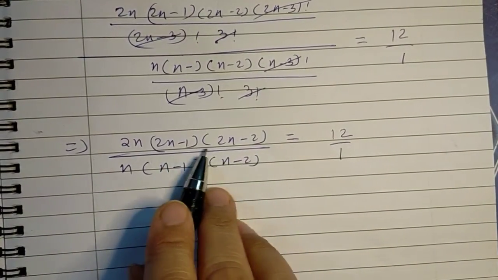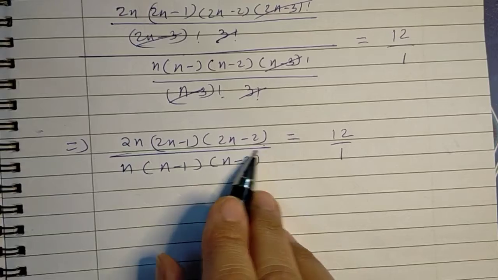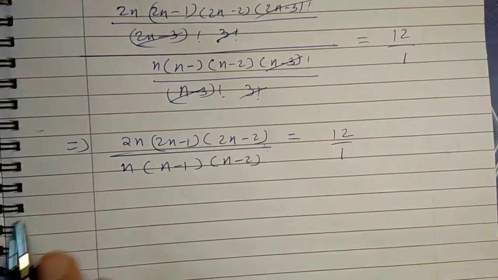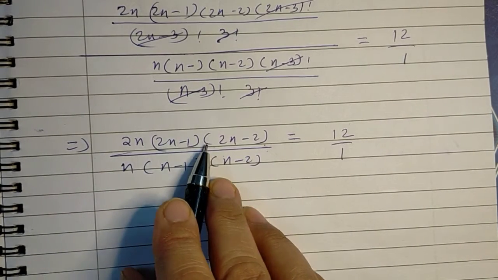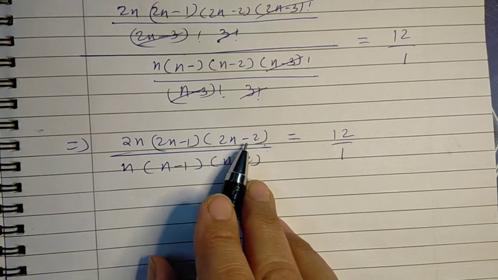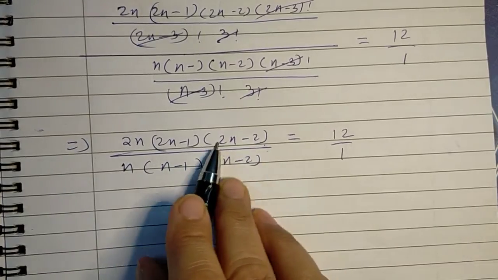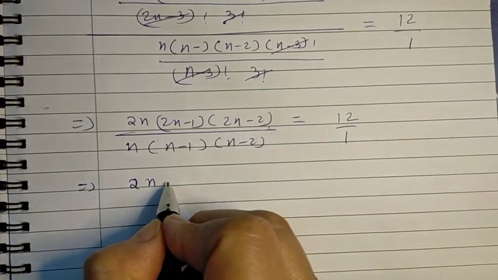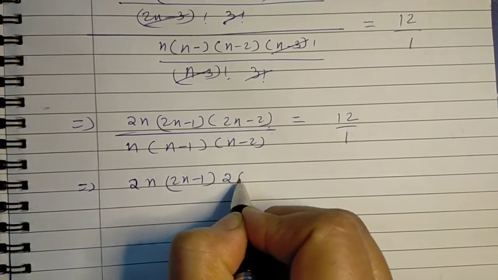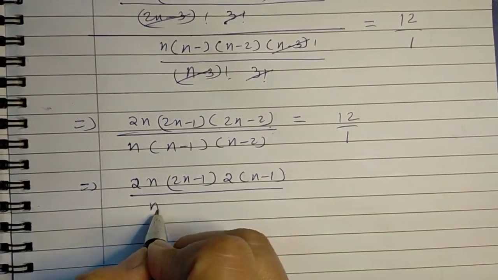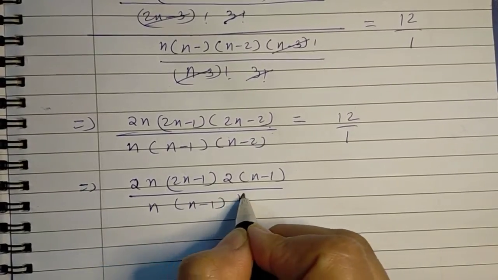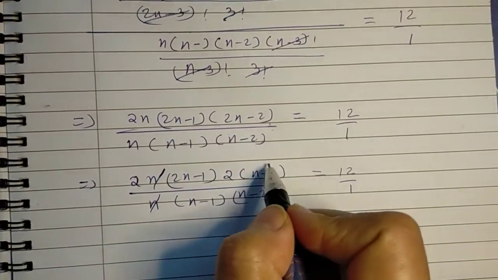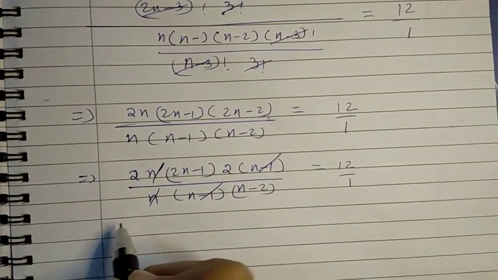Now here the terms are free of factorial, so we can easily take out common. Unlike the previous step where we had 2n factorial, we could not take out 2 outside the factorial. Here it is free of factorial, so what do we get? 2 into n, (2n minus 1) into 2 into (n minus 1), upon n, n minus 1, n minus 2, equals 12 upon 1. This n gets cancelled, this n minus 1 also gets cancelled.